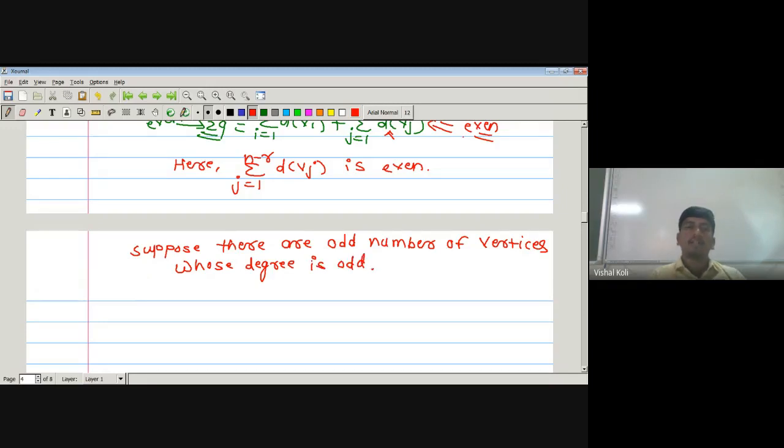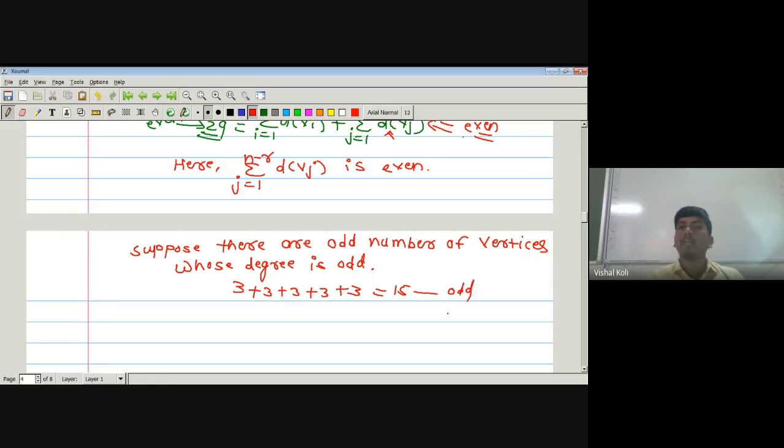If there are an odd number of vertices whose degree is odd, that is, suppose there are 5 vertices and each vertex has degree 3, then 3 plus 3 plus 3 plus 3 plus 3. Since there are 5 vertices whose degree is 3, that is this statement, there are an odd number of vertices whose degree is odd, 5 is odd and 3 is also odd, which is equal to 3 plus 3 is 6, 6 plus 3 is 9, 9 plus 3 is 12, 12 plus 3 is 15.